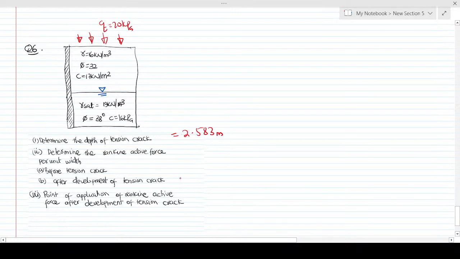Then determine the Rankine active force per unit weight before tension crack. Before tension crack, you are going to get your PA equal to 21.575 kilonewton per meter. After tension crack, you are going to get 37.98 kilonewton per meter, right? Then the point of application is just as I indicated. So we'll end here.